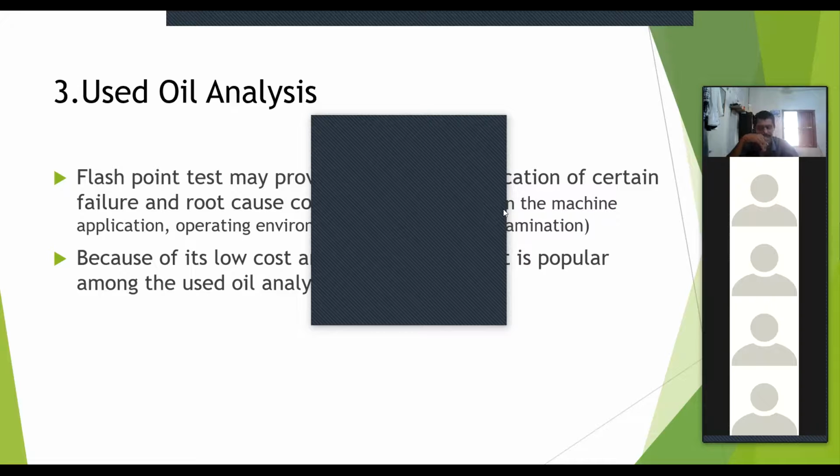Don't worry. After you use a vehicle for some time, the oil will be contaminated. Contaminated means there will be other particles mixed with that oil, right? Then that will prevent the vaporization of the fuel. If we mix some dirt with fuel, what will happen? That will slow the rate of vaporization. Therefore, the flash point will be increased, right?